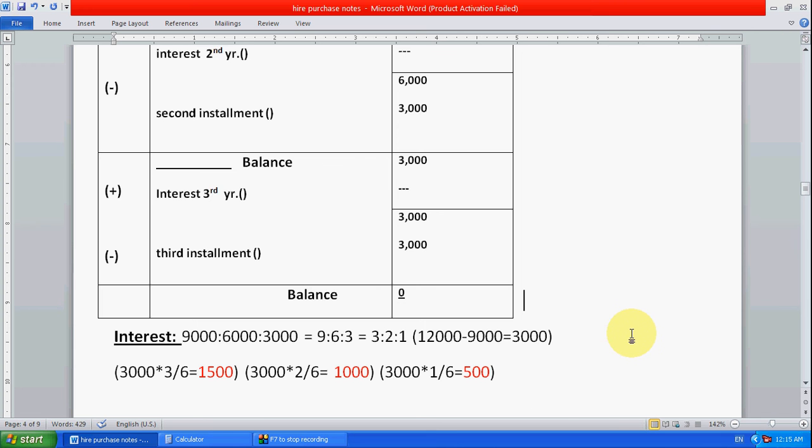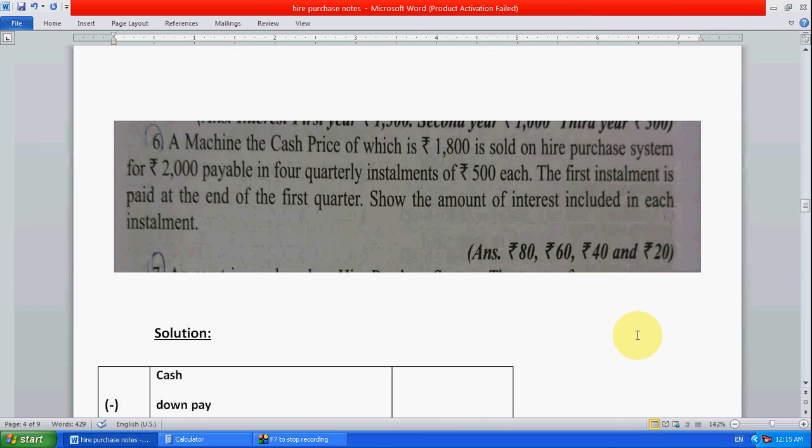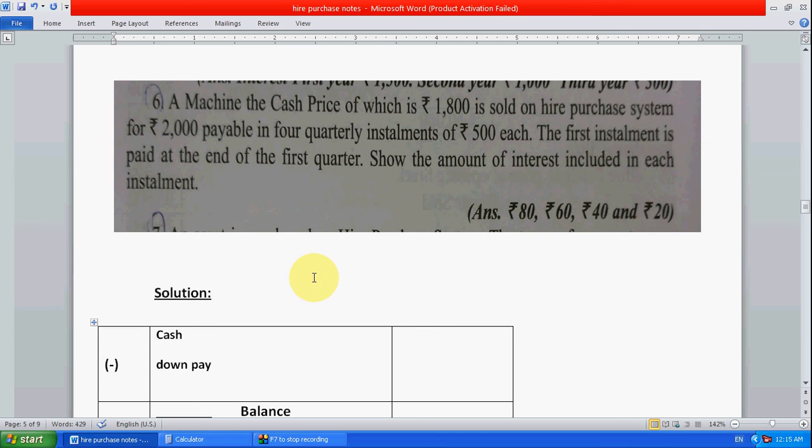Okay, this is the way we have to do. Both the questions are very same. Now let's go to question number two. The machine, the cash price of which is 1,800, is sold on hire purchase system for 2,000, payable in 4 quarterly installments of 500 each.